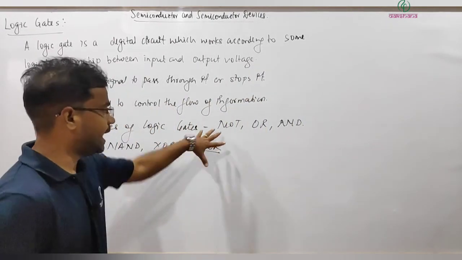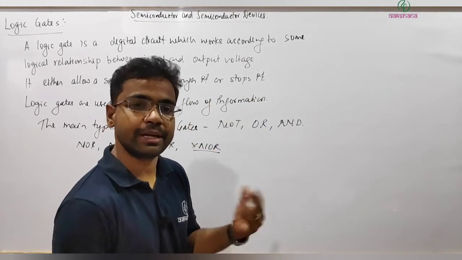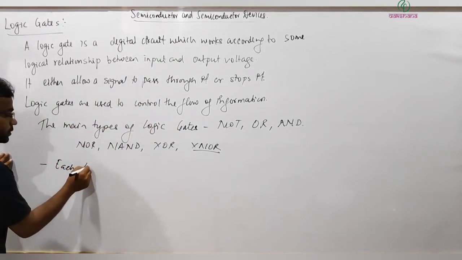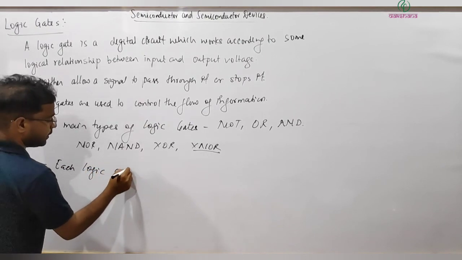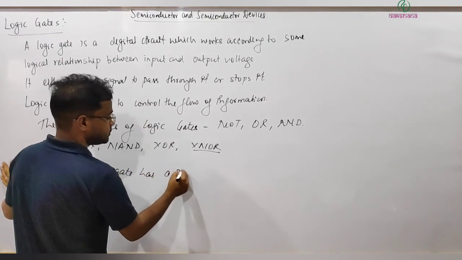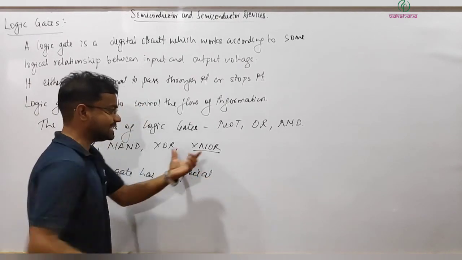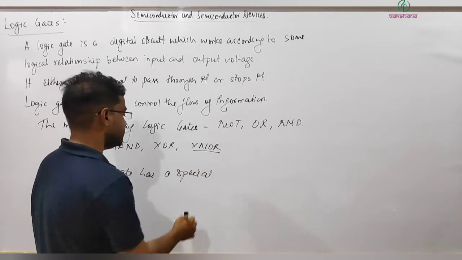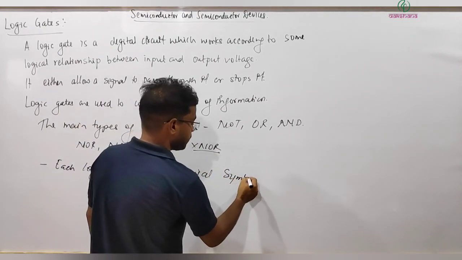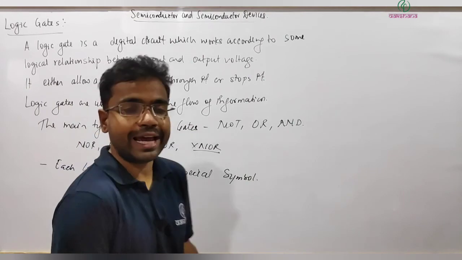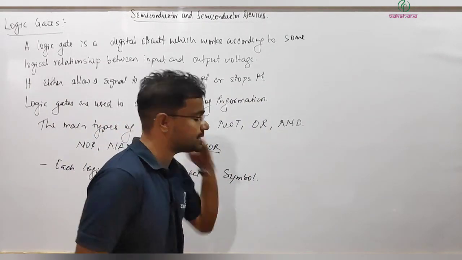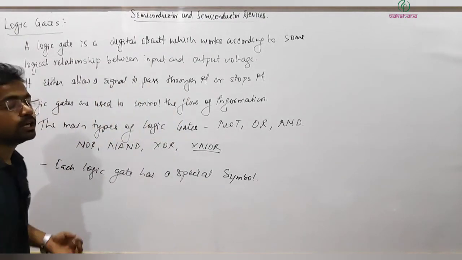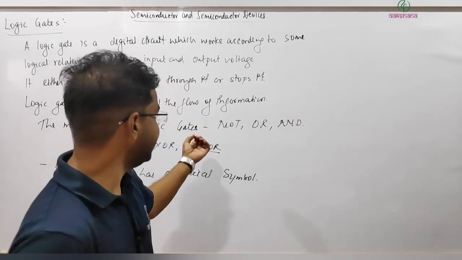Every logic gate has a special symbol. There are certain symbols, so each gate is represented in a circuit by its special symbol. And the function, what exactly their function is, we can understand or write by a truth table. So there is a truth table for each logic gate.